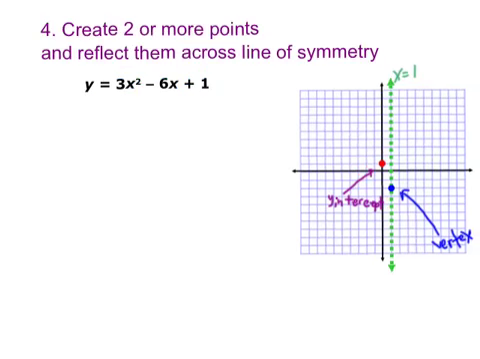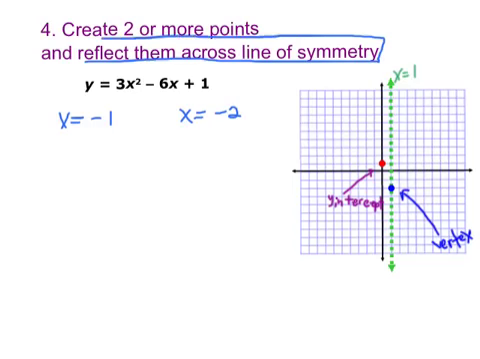That next step is to simply create two extra points. The way that we do this is we just choose two random values for x to plug in to get a y value. So we can just say, how about x equals negative 1 and x equals negative 2, because I'm going to choose two points on one side, and then I'm going to reflect those, because we know that parabolas are symmetrical, and so whatever's on one side is in the exact spot on the other side.